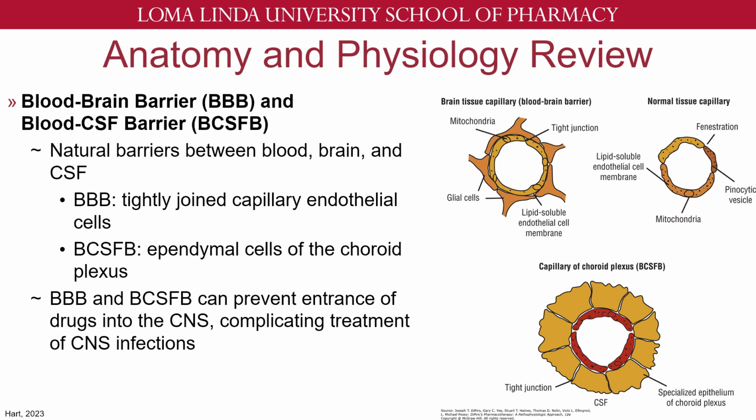So I talked a little bit about why the blood is toxic to the brain. The way our bodies separate the blood from the brain is by natural barriers called the blood-brain barrier, as well as the blood-CSF barrier. Ultimately these function as a natural barrier between the blood, brain, and CSF. The blood-brain barrier is comprised of tightly conjoined capillary endothelial cells, whereas the blood-CSF barrier comprises ependymal cells of the choroid plexus.